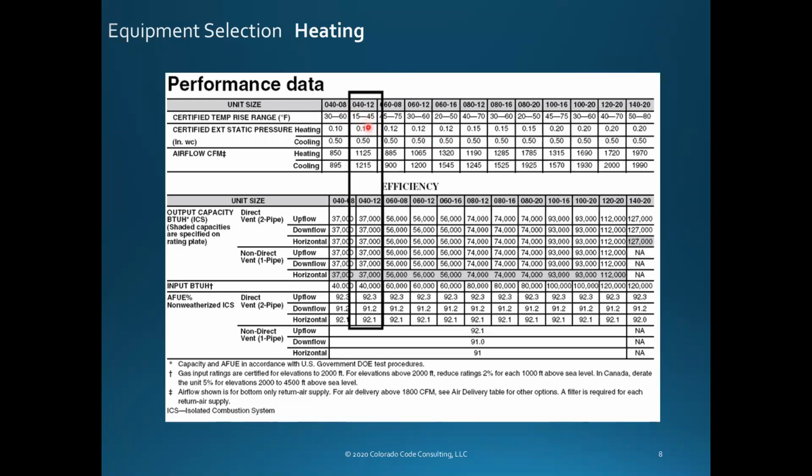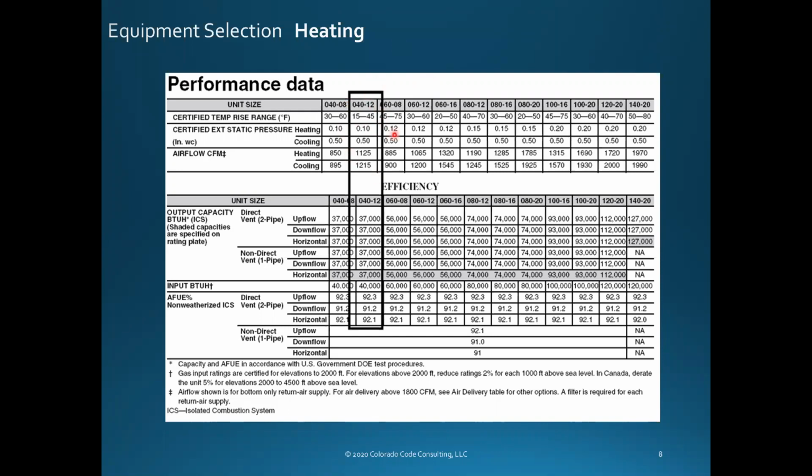In this particular case, if it's not between 15 and 45 degrees, it will not provide the BTUs of heat that you think it is. It's very important that this gets checked. And if it's not there, they need to adjust the fan speed. I'll show you how that works here in the next slide.